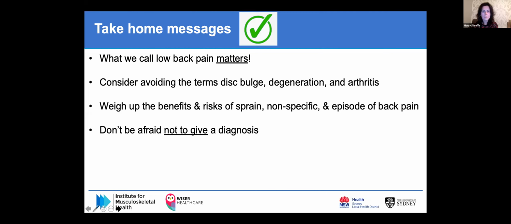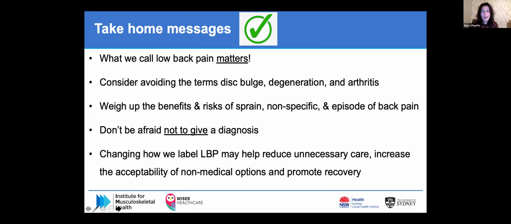And on a clinical level, maybe a societal level, changing how we talk to people with back pain and how we label it and what terms we attribute to back pain may reduce unnecessary care, such as imaging and surgery, increase the acceptability of more non-medical options, and promote recovery. So that's all for me.